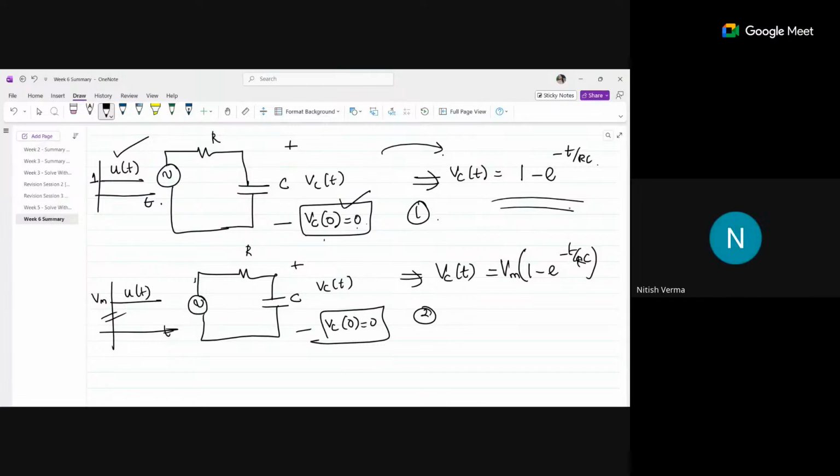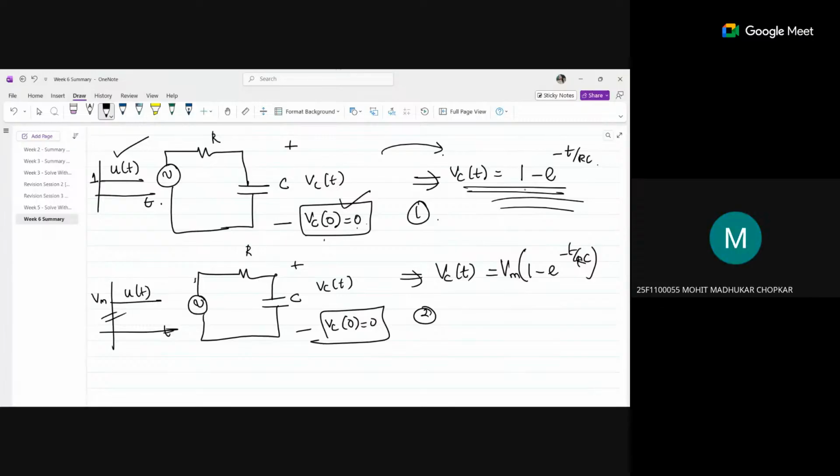The second one is the general equation for all the values. Ma'am, what about a sine wave? If the input is a sine wave, you will learn in week 7. In the week 7 summary, you will see that. Now if the input is a sine wave, you cannot use this formula. You have to derive it again.